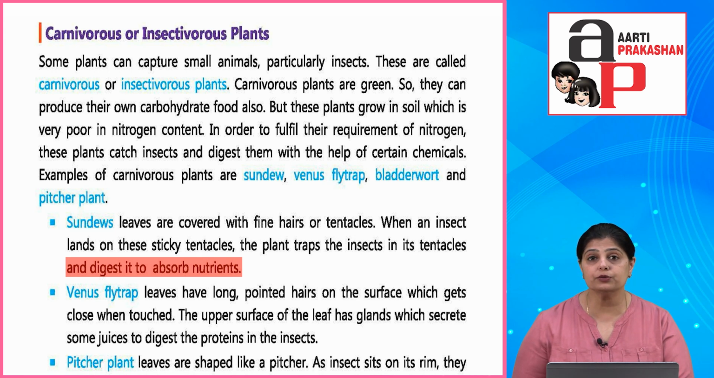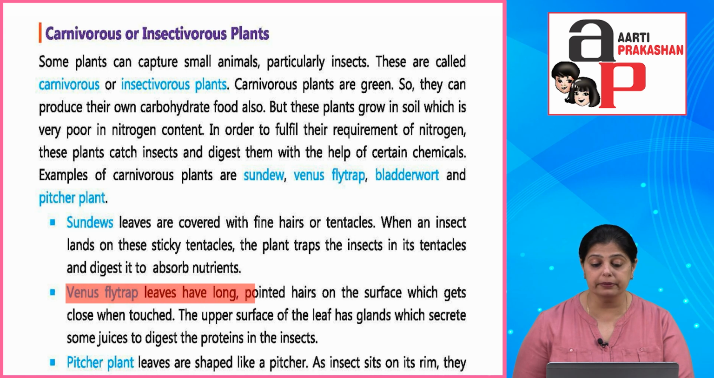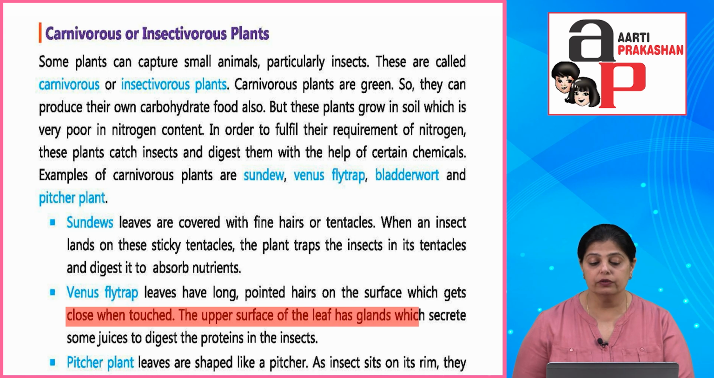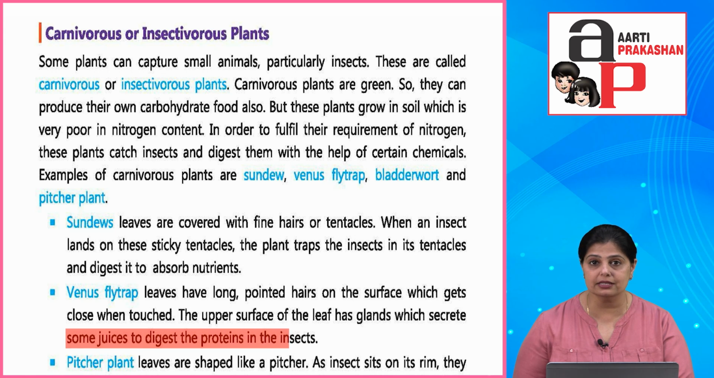Okay, now what does Venus flytrap do? Okay, the leaves of Venus flytrap, they have long pointed hair on the surface which gets closed when touched. So the upper surface of the leaf has glands which secrete some juices to digest the proteins in the insects.